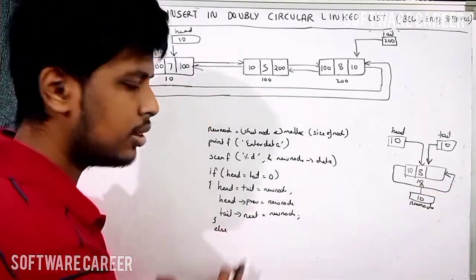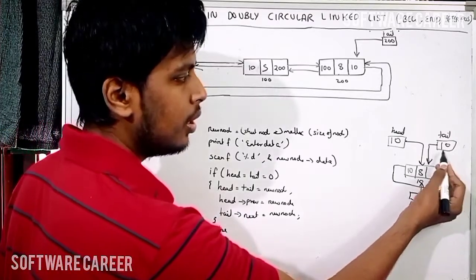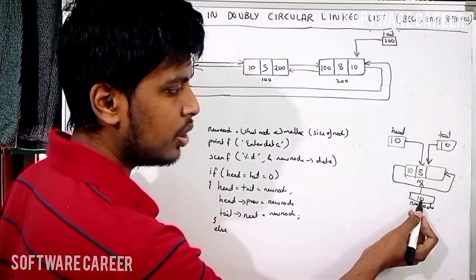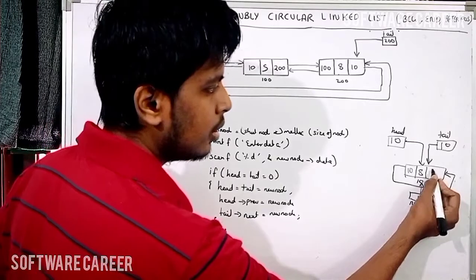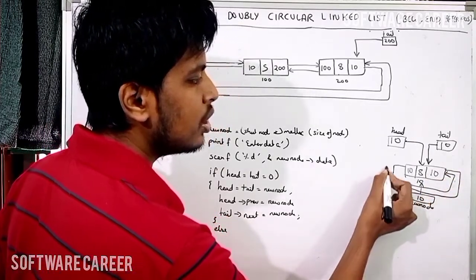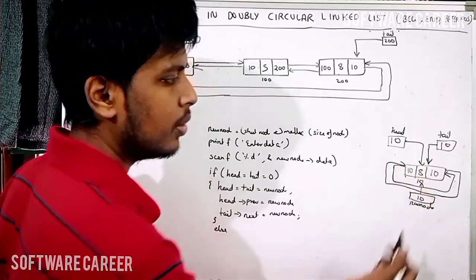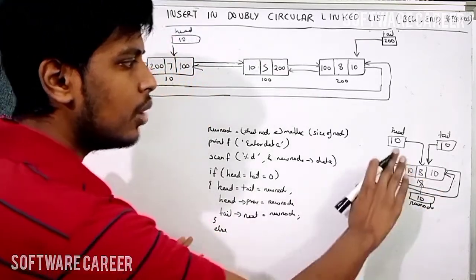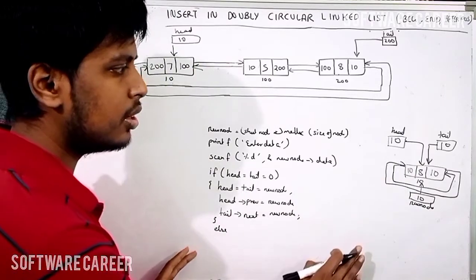Now see, tail next equals to new node. Tail is 10. 10 next is this pointer. In this pointer I am storing the address of new node, that is 10. So this pointer is pointing to the next node which is address 10. So it creates a circular link. This is how you should create when the linked list is empty.